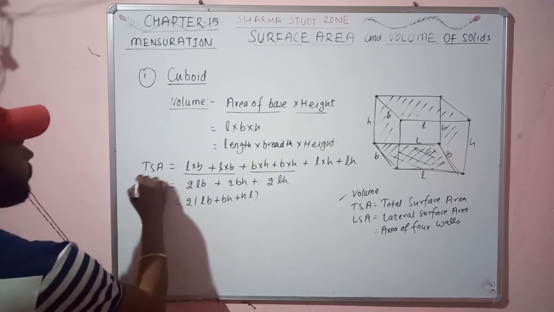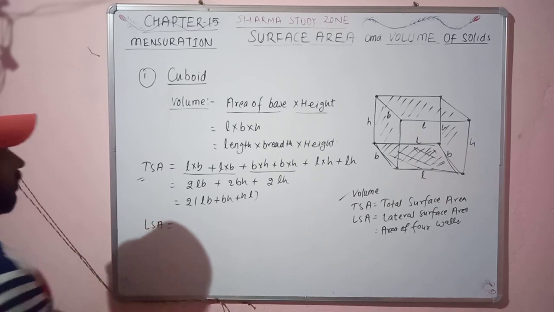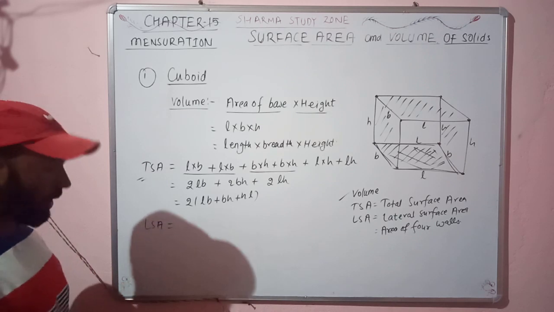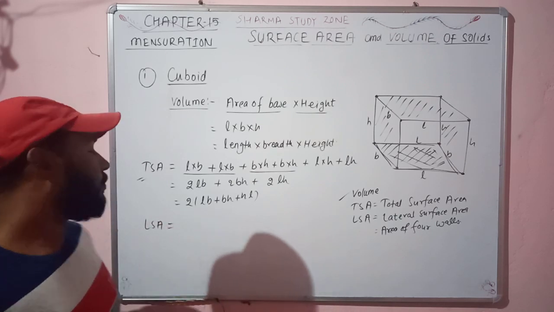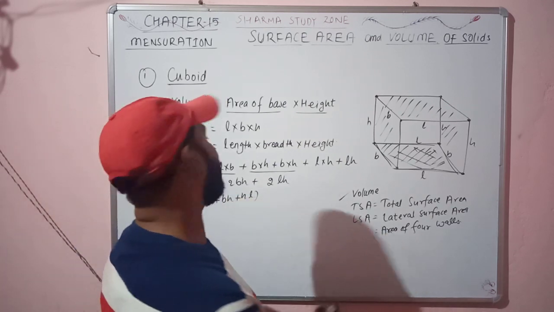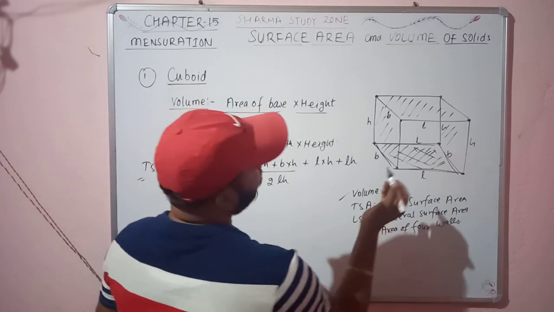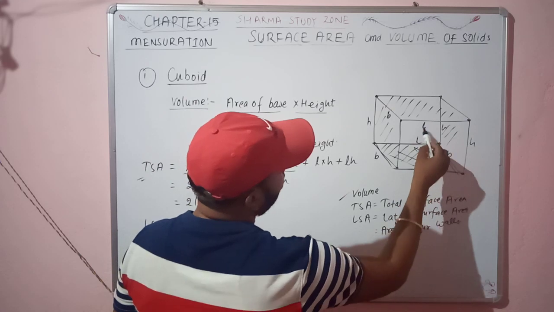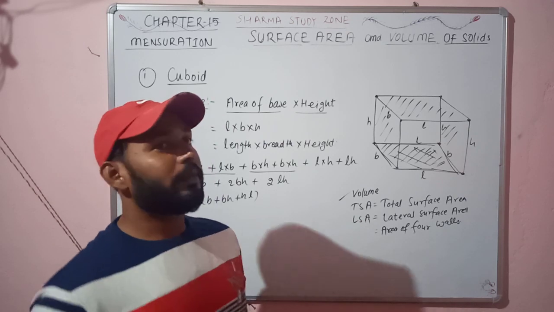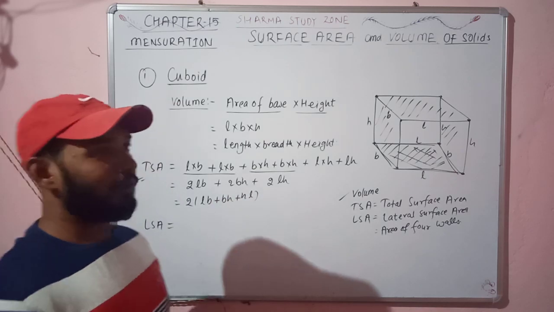Next, the next one is lateral surface area. Lateral surface area of the cuboid. So lateral means continuous sides, continuous surfaces. When we add all the continuous surfaces of the cuboid, we will get the lateral surface area. It means you can see we have front side, then back side. Suppose for example, we take an example for lateral surface area in this room in which I am teaching you.